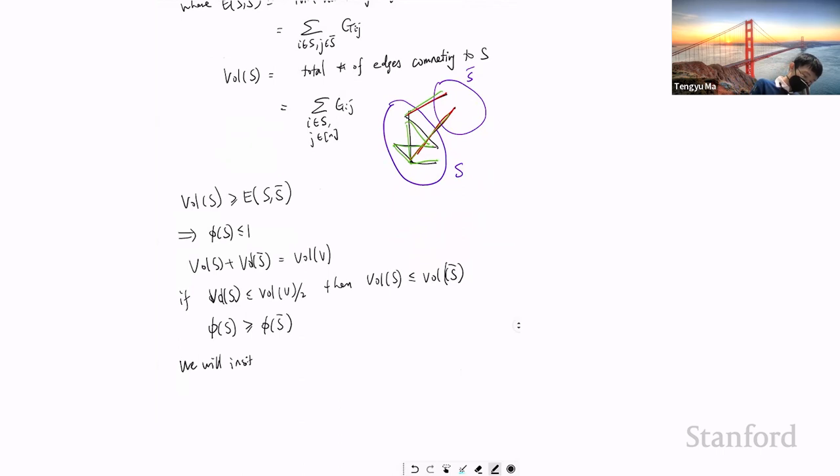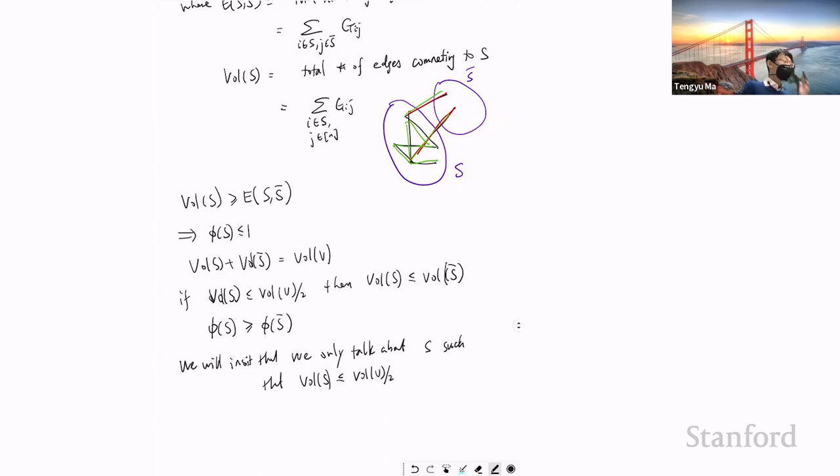that we always only talk about S such that the volume of S is less than the volume of V over 2. So you're only taking the smaller part S and using that to define the conductance of the cut.